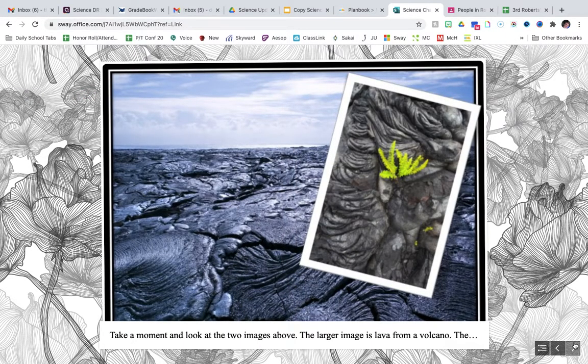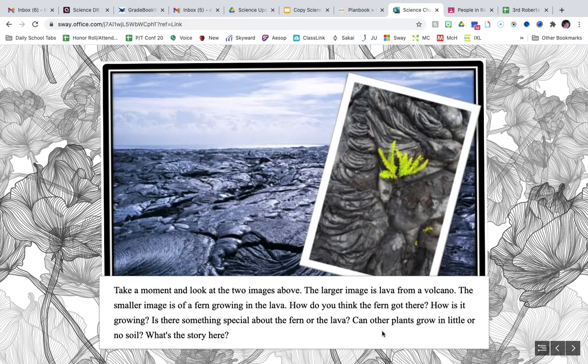So take a look at these 2 images. The larger image is lava from a volcano, and of course the second image is also lava from a volcano, but you'll notice, and I know there's a color discrepancy here, but it's the same thing. But in the second image, you notice that there is a fern growing. Well, this is lava that has hardened after the volcano.